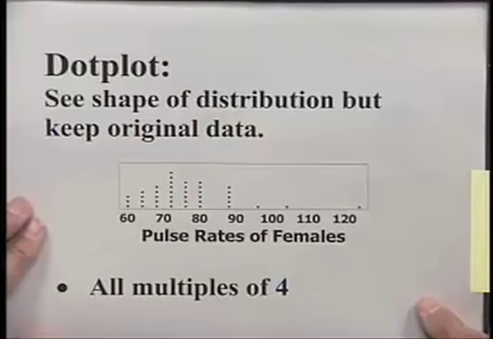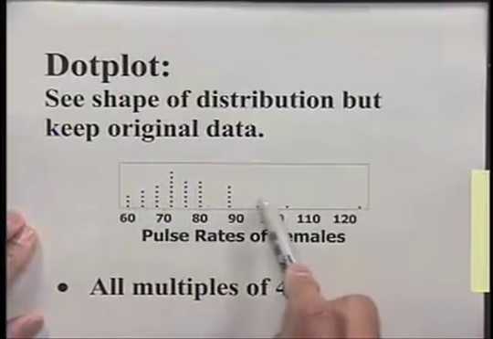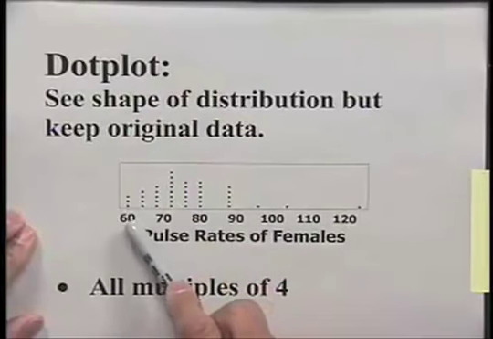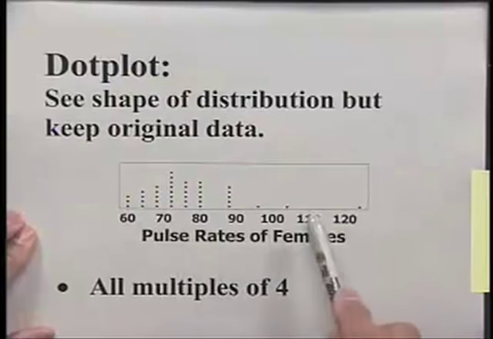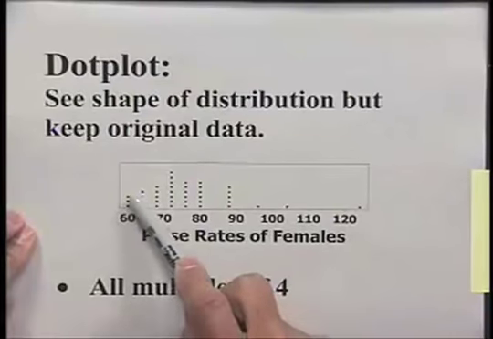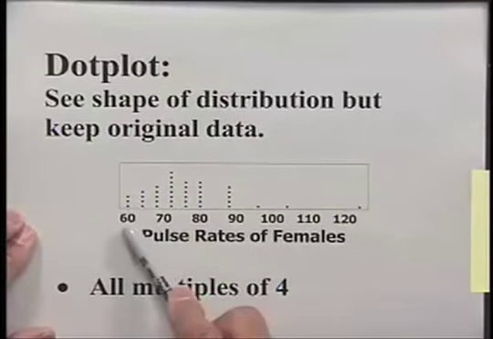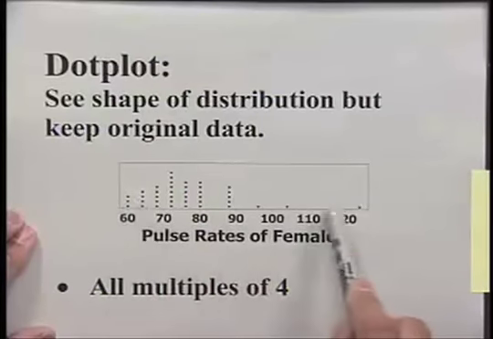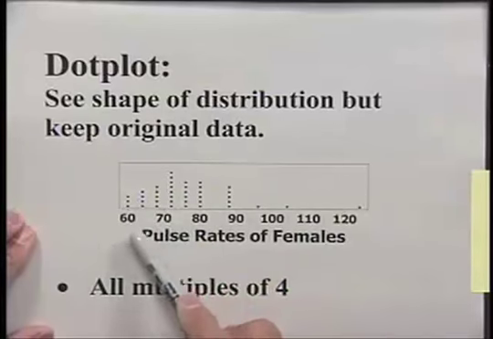A dot plot is a handy graph for showing something about the distribution of the data, and yet, in a sense, you're keeping the original values. You're not rounding them off. Like here above 60, I see 3 different values. These are pulse rates of females. So this dot plot shows me that there are 3 females among the group studied that had pulse rates of 60.